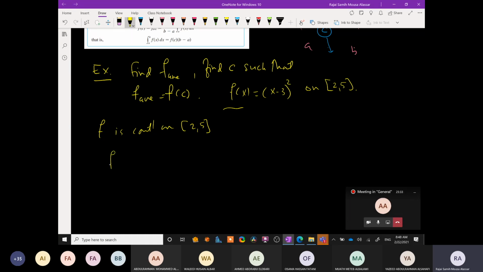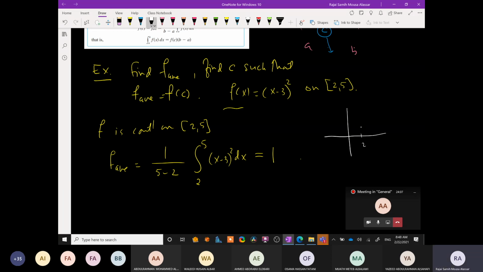Then we want to calculate the average value of the function. The average value is 1 over 5 minus 2, and then you integrate from 2 to 5 of x minus 3 squared dx. I'm not going to do this integral, it's just very trivial. If you calculate the integral, you see that the average value is just 1. So actually, if you look at this graph, at 2, the value is just 1.